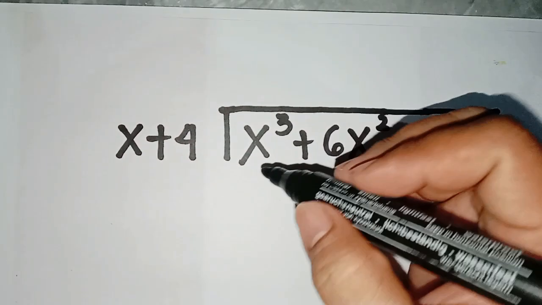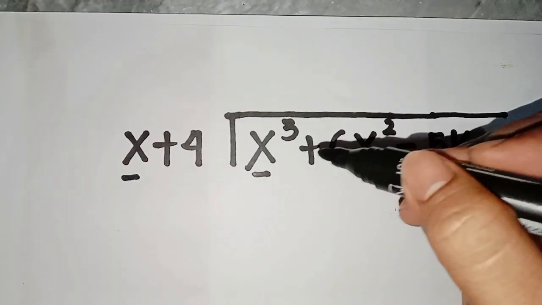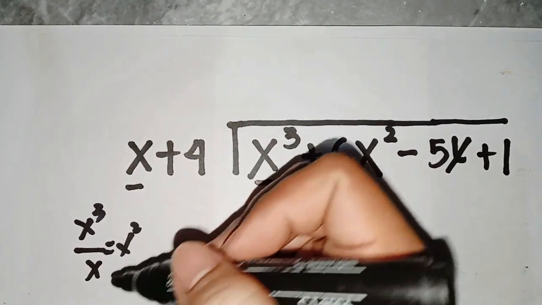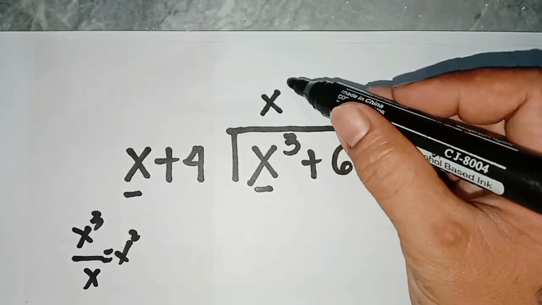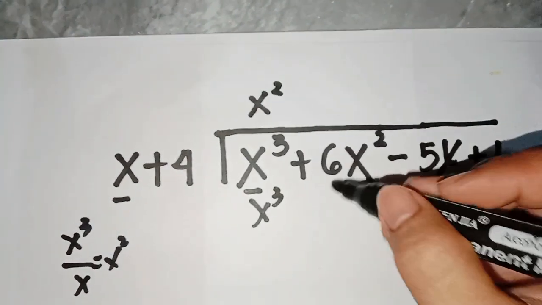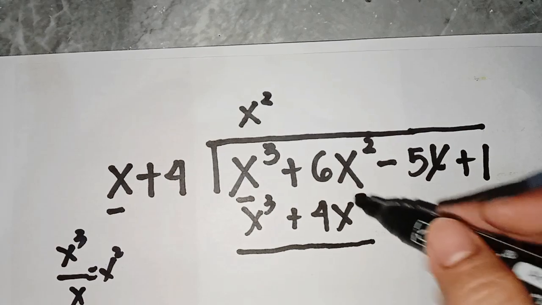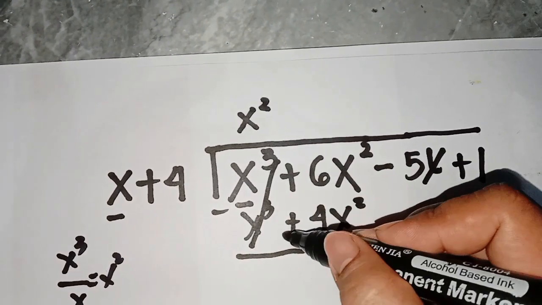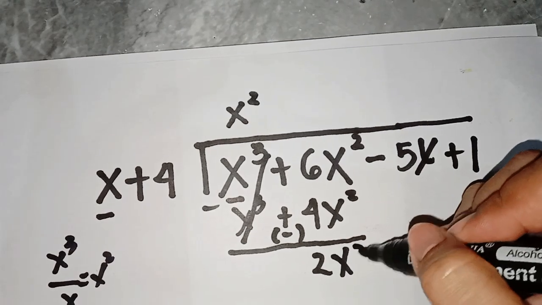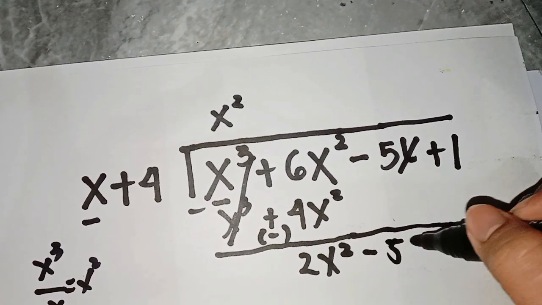So the process is you divide the first term, or the leading term, by the first term of the divisor. So x cubed divided by x will give us x squared. Therefore the answer is x squared. Then x times x squared is x cubed, then x times positive 4 is plus 4x squared, then this is the subtrahend. Okay, this is minus, cross out, change the sign, so 6x squared minus 4x squared is 2x squared, then make it longer, then bring down negative 5x.